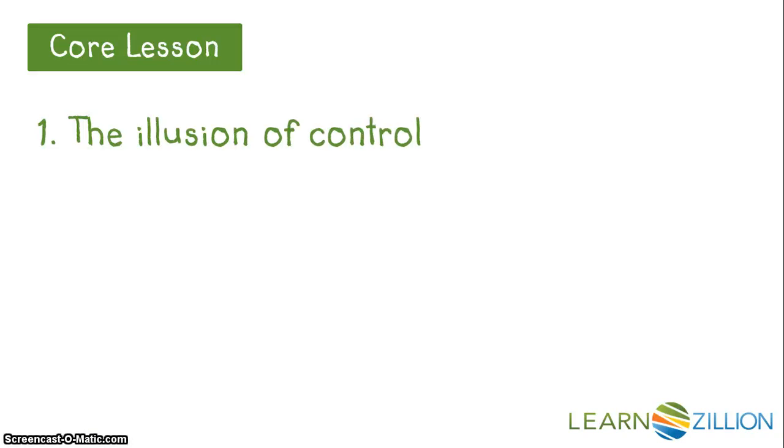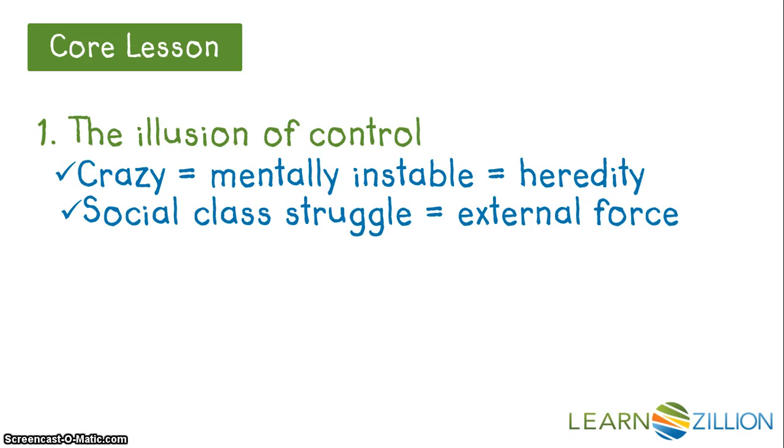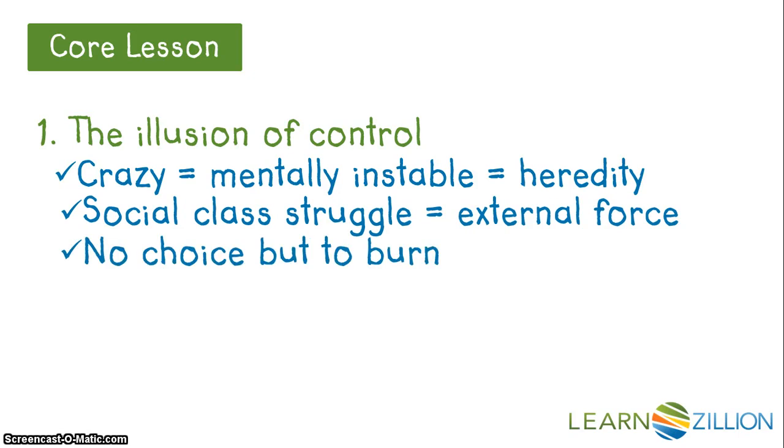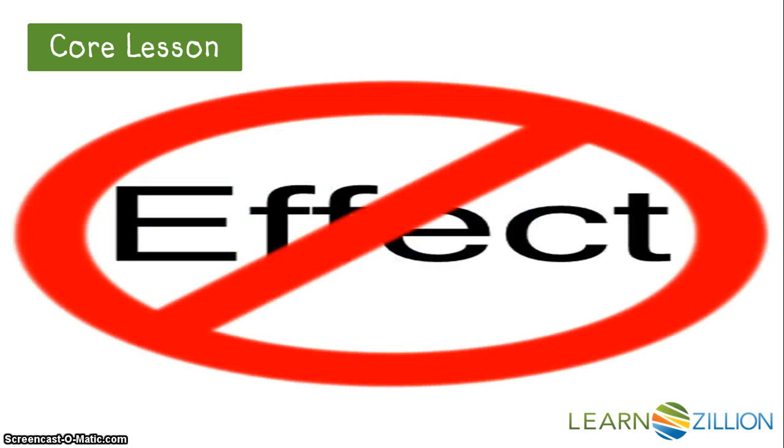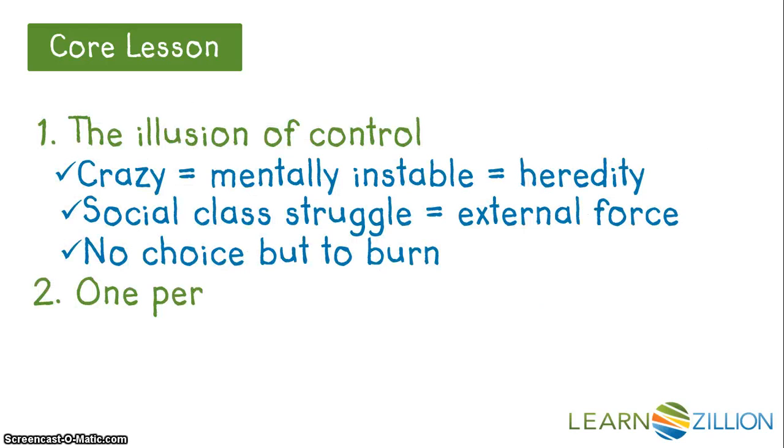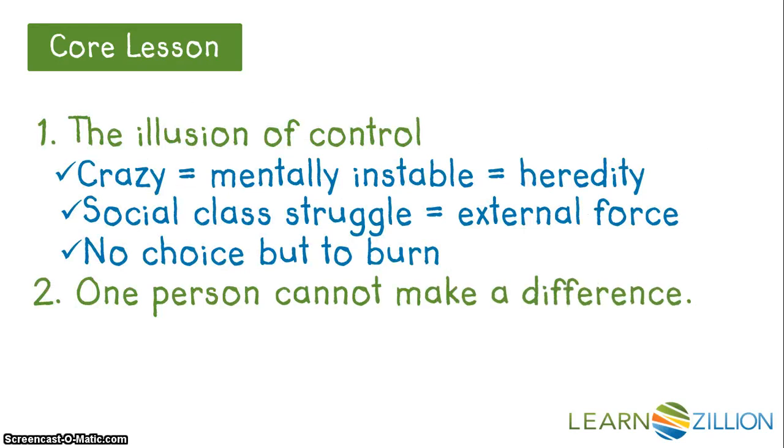Now remember, in the beginning of this lesson, we addressed two parts: how the character changes and how the main character affects others. Well, we've just identified that her change was uncontrollable due to the theme of the illusion of control. But we also said that her action did not affect Mrs. Black's decision to build the extension. I think the message here is that one person cannot make a difference.